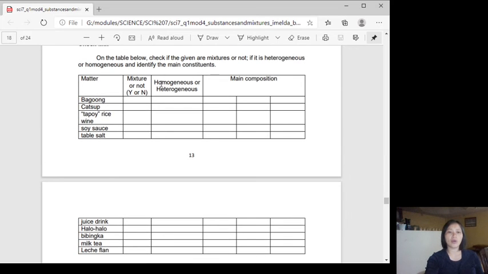Okay. Then you are going to classify whether it is a homogeneous or heterogeneous mixture. Then you are going to give the constituents or the components. Which one is the solute and which one is the solvent? What are the ingredients? What are the components? You write them down here.